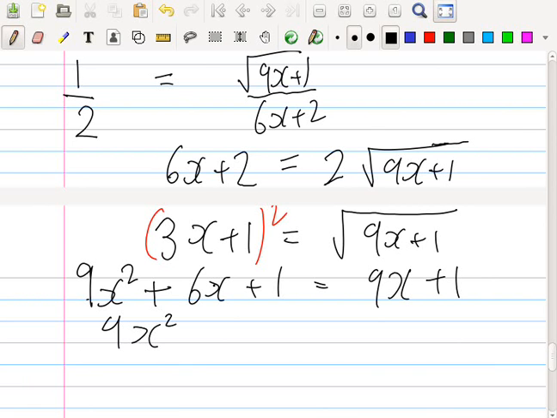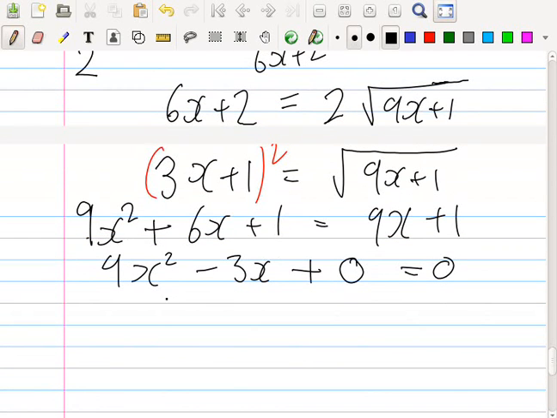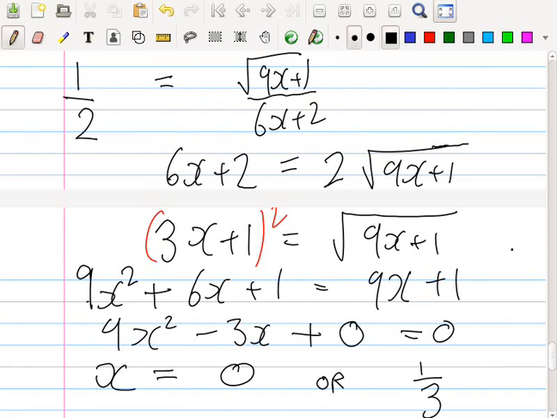9x squared minus 3x. Oh, and the ones cancel actually. So if you want, you can write in plus 0, but you don't have to. Now you can use your calculator, ABC. So what are the 2 answers you get for x? 0 or 1 over 3?